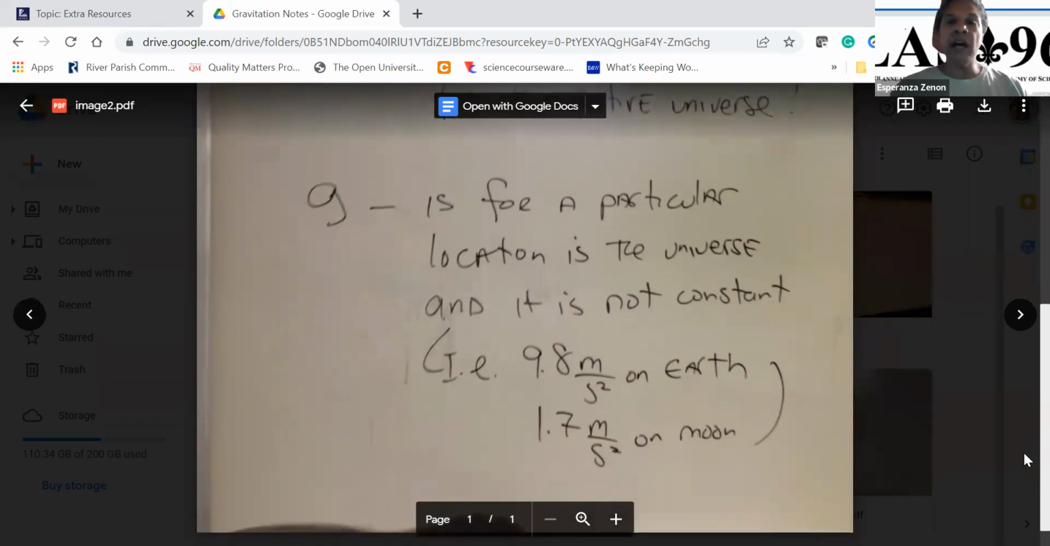But little g, however, is for a particular location in the universe. So it's location specific, and it's not constant. For example, on Earth, the value is 9.8 meters per second squared. But if you go to our nearest neighbor, the moon, it's 1.7 meters per second squared. So big G is a constant, little g is for a particular location. And one of the things we're going to look at today is this idea of weight and how it ties in with gravitation. And you know, when we're dealing with weight, we're dealing with little g.